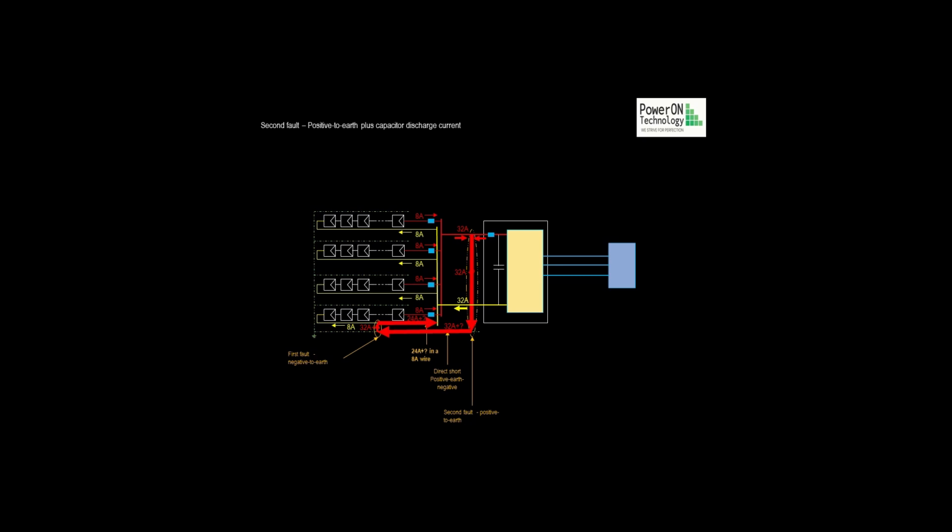The current in the string negative increases to more than 24 amps, all in an 8 amp wire. The current to the left remains at 8 amps, due to the current source characteristics of the PV string.